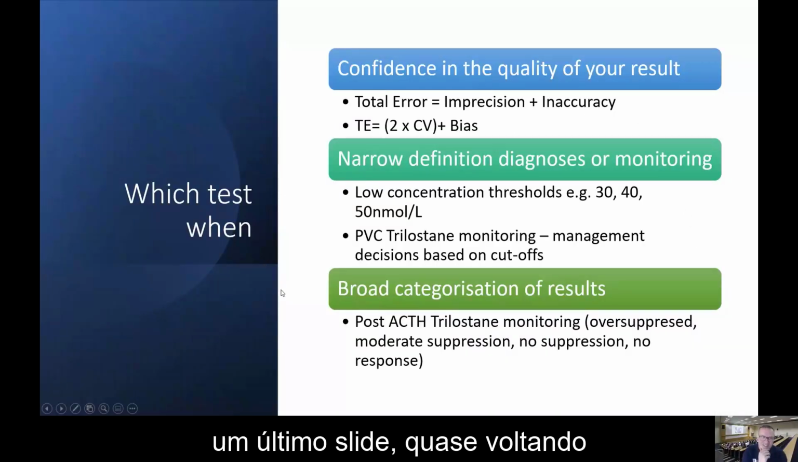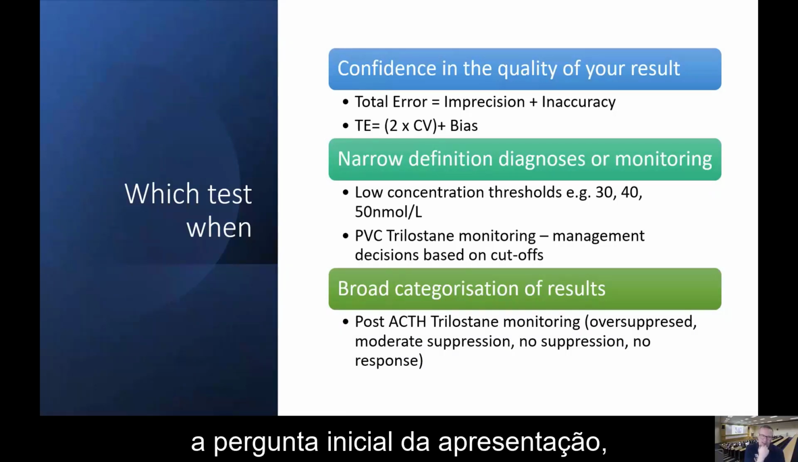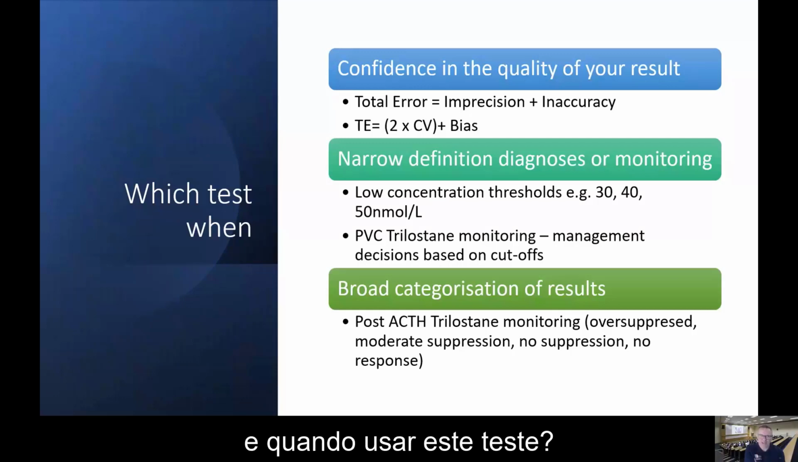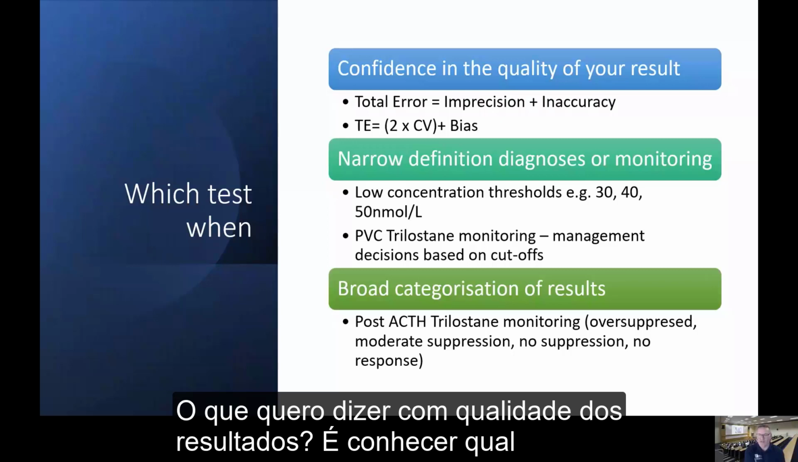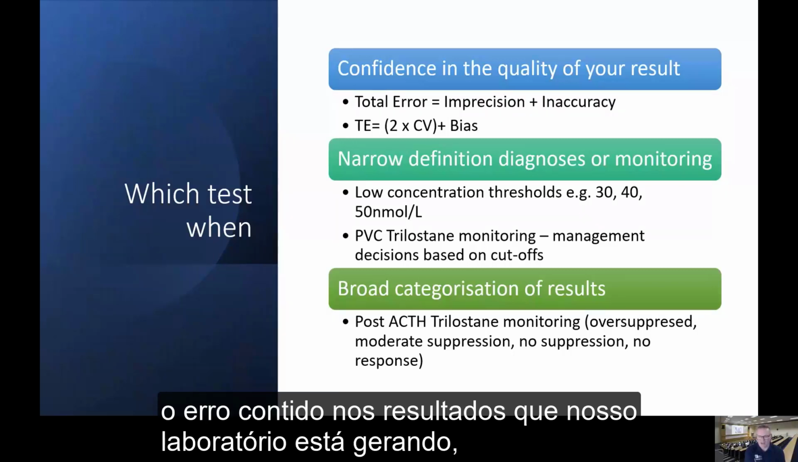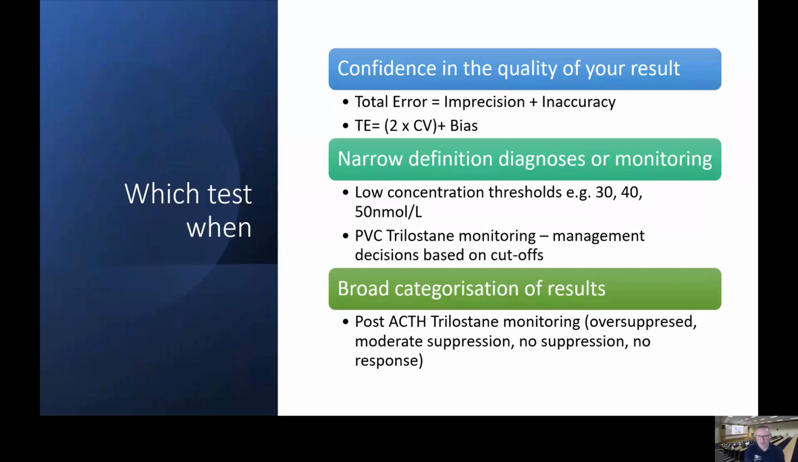So I'm finally, in one last slide almost, getting to the original question of the presentation, which is what test are we going to use when? Well, the overriding thing that's going to help us with that decision is understanding the quality of our results. What do I mean by the quality of our results? I mean, what's the error in the results that our lab is generating?